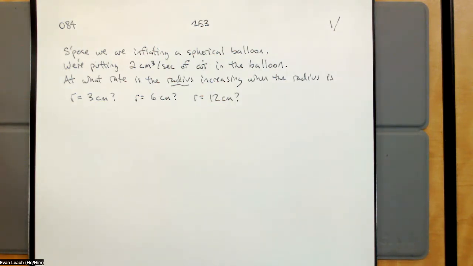Let's suppose that we're inflating a spherical balloon. We're putting 2 cubic centimeters per second of air into the balloon. At what rate is the radius increasing when the radius is 3 centimeters, 6 centimeters, or 12 centimeters? So, in addition to just knowing how to do the problem, we've got to learn how to read a related rates problem. So there's a meta that sits on top of this.